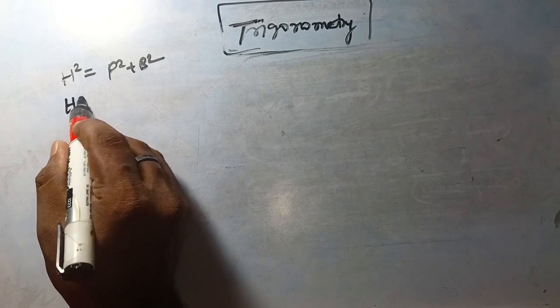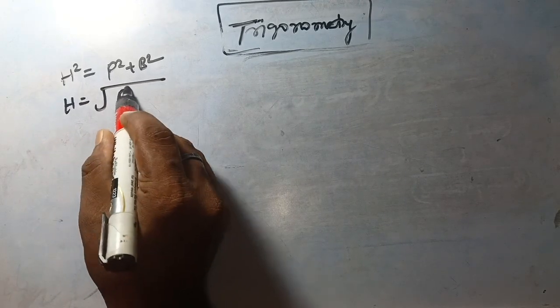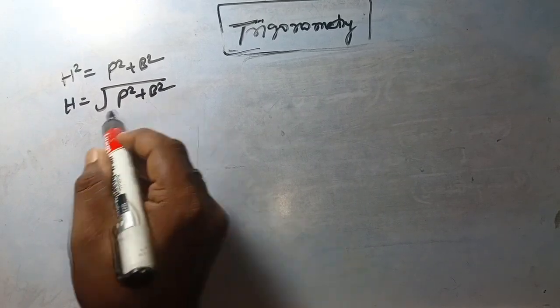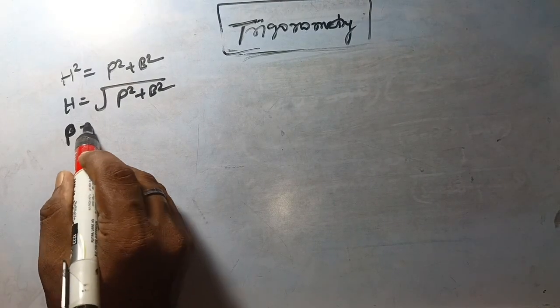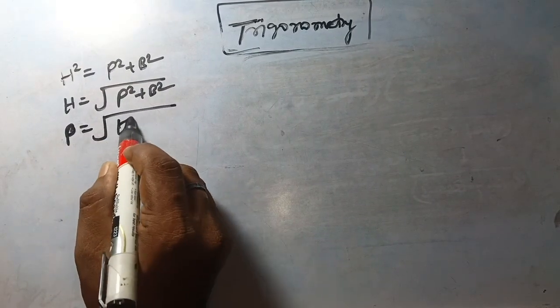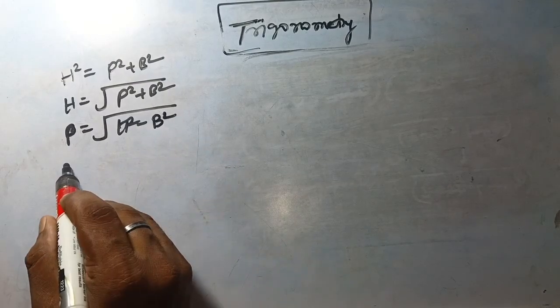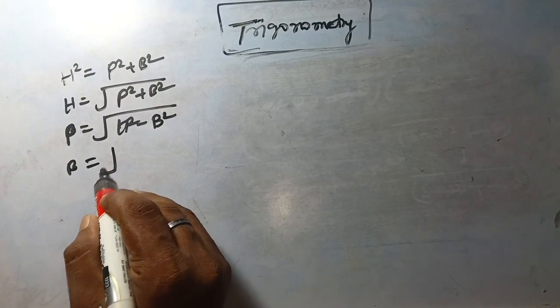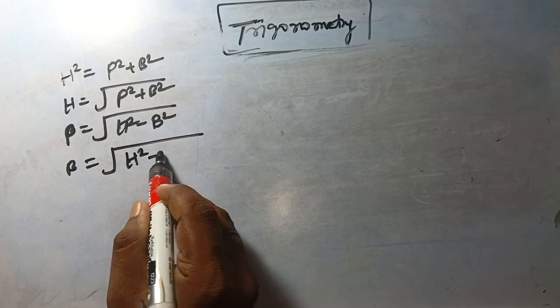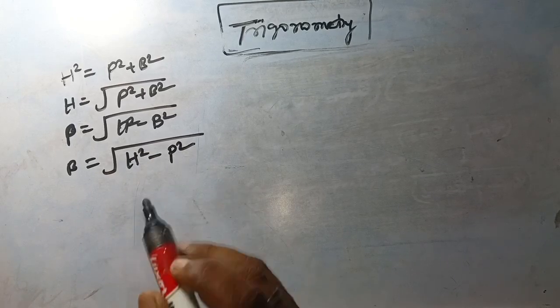three formulas, that is hypotenuse is equal to root under perpendicular square plus base square, and perpendicular is equal to root under hypotenuse square minus base square, and base is equal to root under hypotenuse square minus perpendicular square.